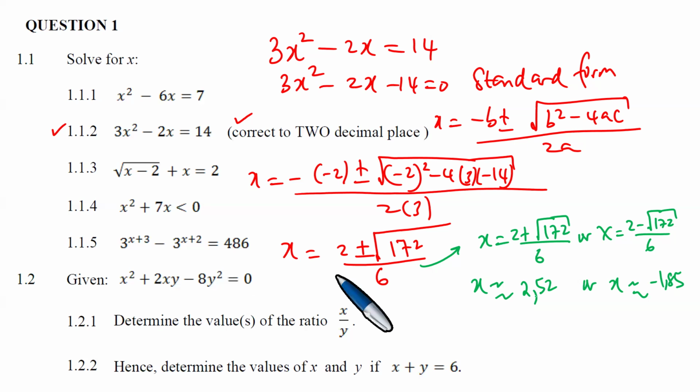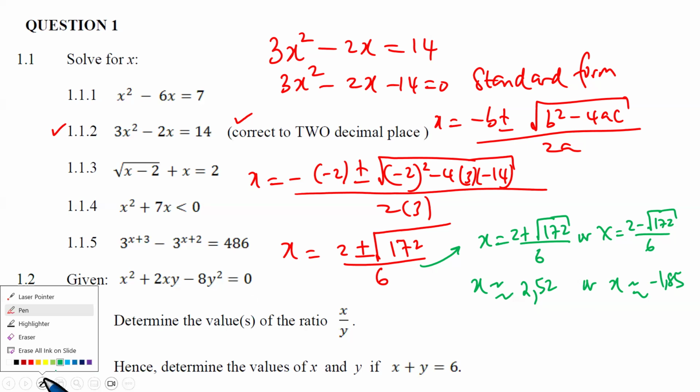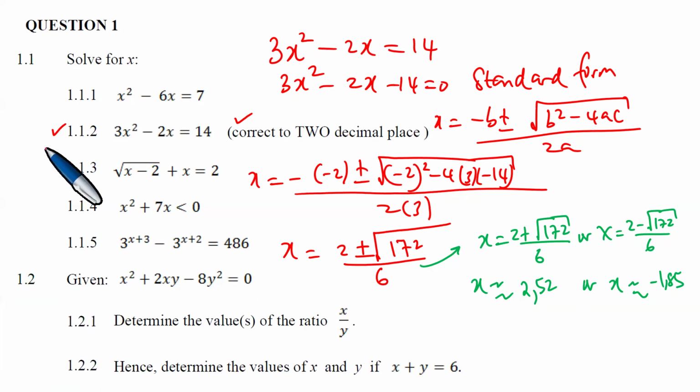As a consequence, the two values of x obtained here for 1.1.2 are as follows: x is approximately 2,52, or x is approximately minus 1,85. Okay, then we look at 1.1.3.